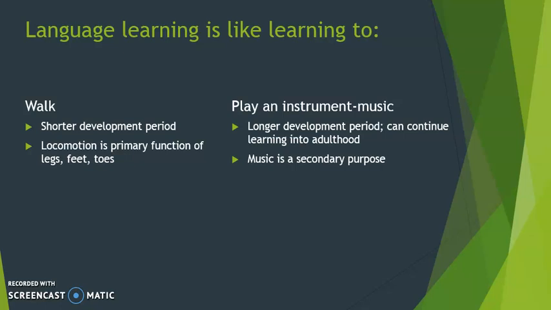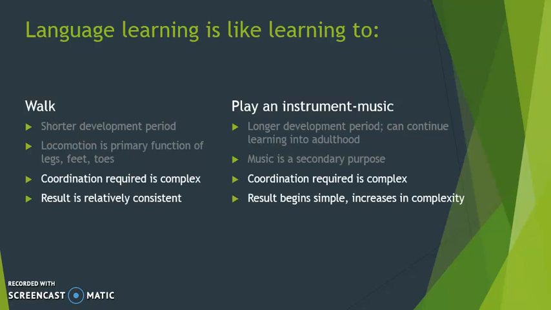Language learning is like learning to walk, or language learning is like learning to play an instrument, learning music. So let's compare these and think about which is more analogous to language learning. When we learn to walk, that is a shorter development period than learning to play an instrument, which is obviously a longer development period, and we can continue to learn and grow even into teenage years and adulthood. Also, with walking, locomotion is the primary function of our legs and feet and toes, but music is a secondary purpose. We have fingers and mouths or whatever we use for another purpose, and we use them for music.